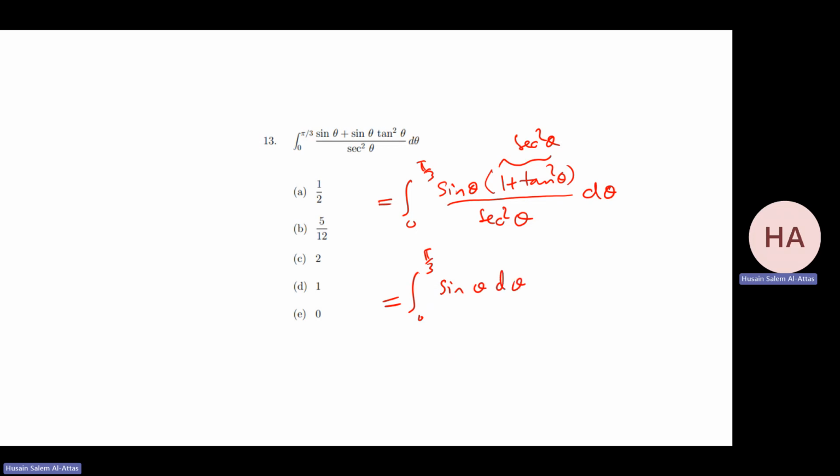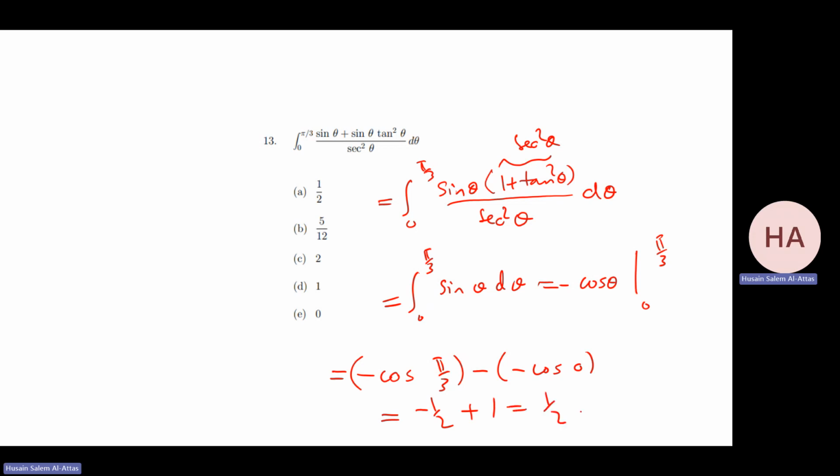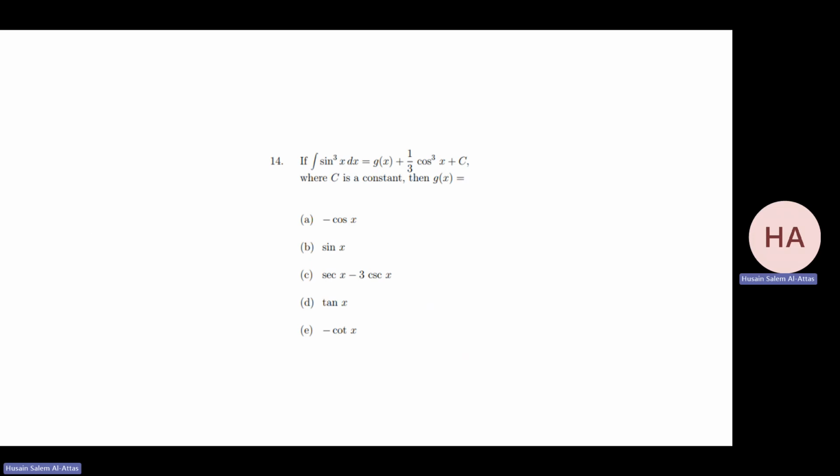No, that's it. So this is minus cosine theta. From where to where? From 0 to pi over 3. So it will be minus cosine pi over 3 minus cosine 0. Be very careful with the calculation. That will be minus half plus 1. So the answer is half. Yeah. I think I'll do this one. Then I will stop.